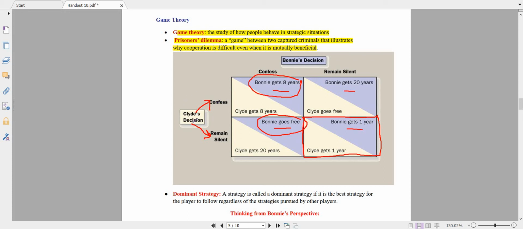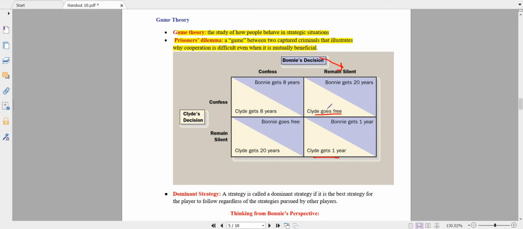Similarly, think from the perspective of Clyde now. Okay, let me just rub off these additional things now. If Clyde thinks that Bonnie is going to remain silent, what is the best strategy for Clyde? You can see that if Bonnie is going to remain silent, we are in these 2 boxes now. Clyde is going to compare his payoffs. Which is a better deal for Clyde? Clyde would, of course, confess and go free. If the deal is between 1 year in jail and no jail, most probably Clyde is going to go for no jail. He's going to confess and go free.